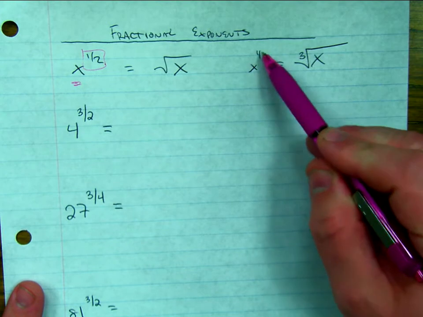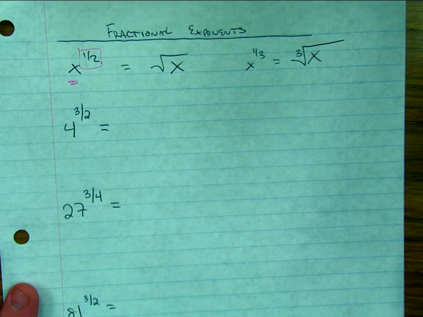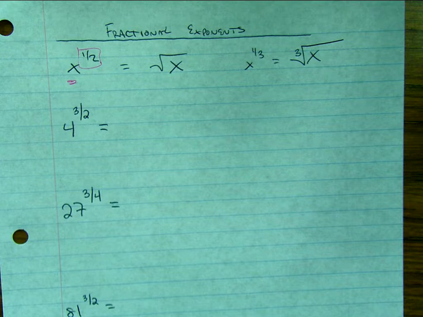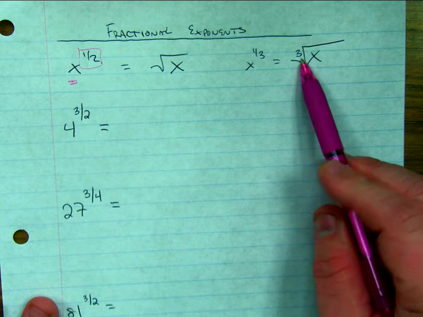So if you have x to the 1/3, that's the same as the third root, or the cube root of x. X to the 1/4 would be the fourth root of x. Does this make sense? If there's a bottom number, you just put that number here in the root sign.